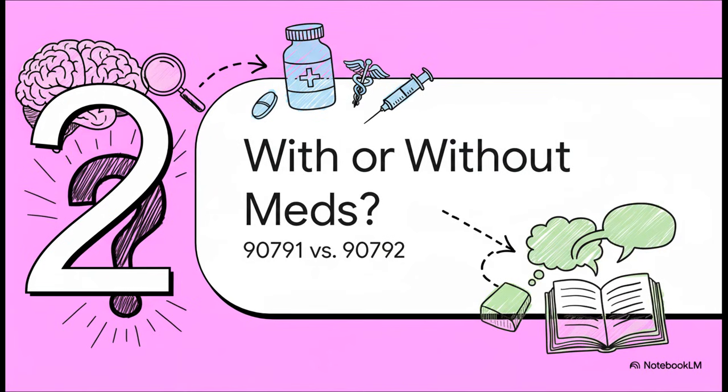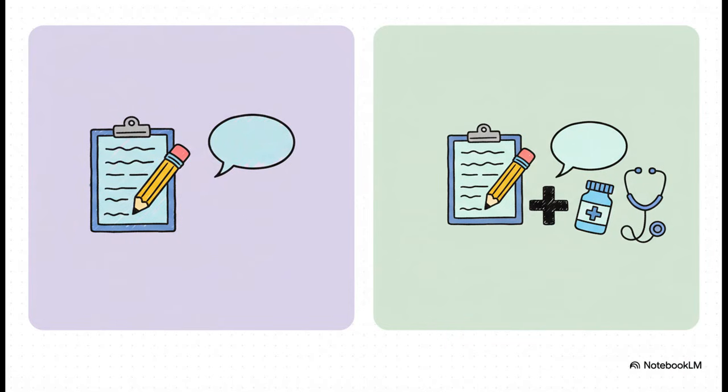Okay, so you've looked at the notes, you've confirmed it's a diagnostic evaluation. Perfect. Now we get to the main event, the big fork in the road, the single most important question you have to answer. Were medical services involved? Because the answer to that question is what separates our two key codes. And here it is, plain and simple. The entire difference between 90791 and 90792 boils down to this one thing. 90791 is without medical services. 90792 is with medical services. That's it. Your job is to be a documentation detective and find the proof of those medical services or the lack thereof.